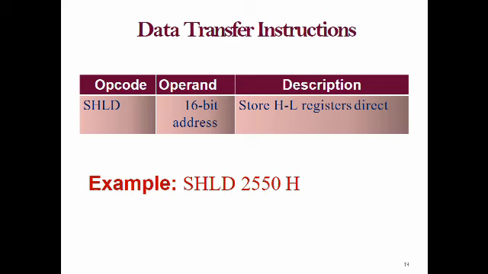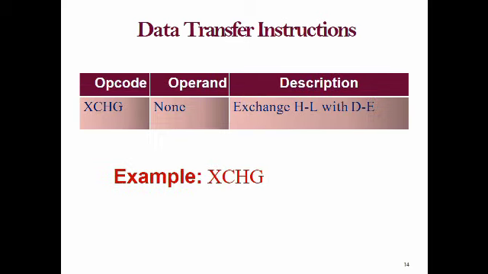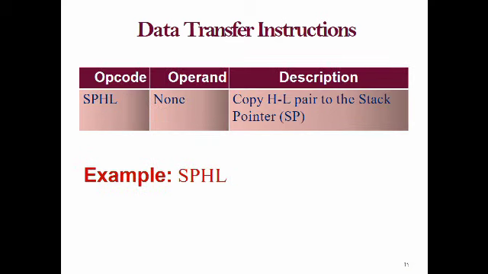So once again, the rule that is followed is lower byte to lower address and higher byte to the higher. Exchange, XCHG. This instruction will exchange the contents of register pair DE with the contents of register HL. So lower to lower, that is the contents of L will be exchanged with the contents of E, and contents of H will be exchanged with the contents of D.